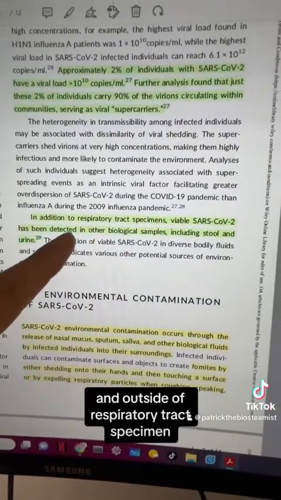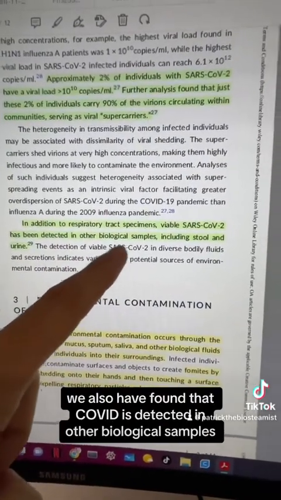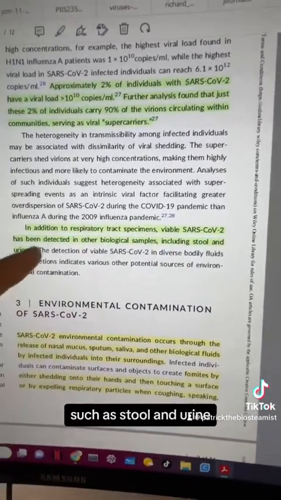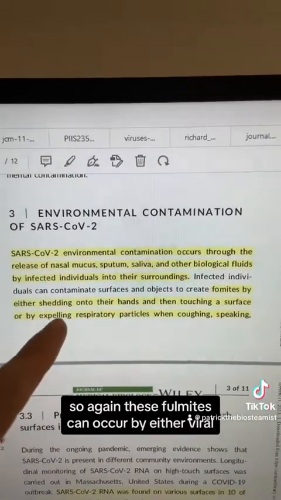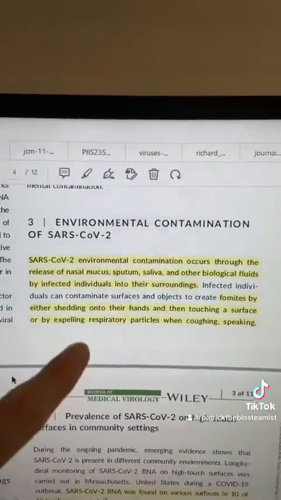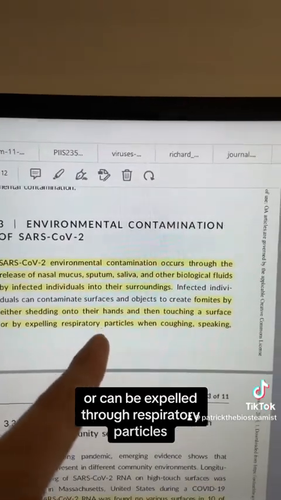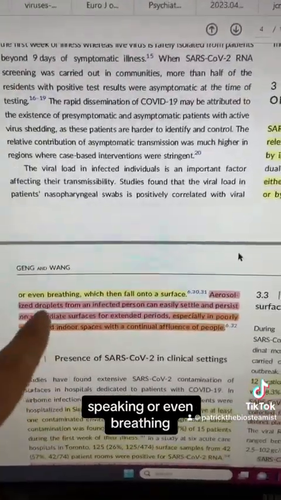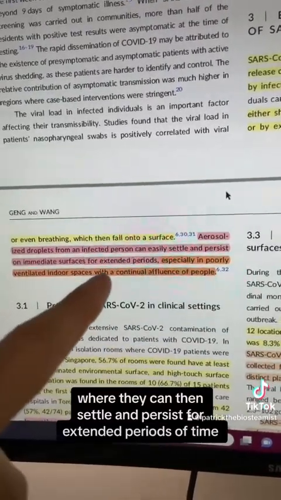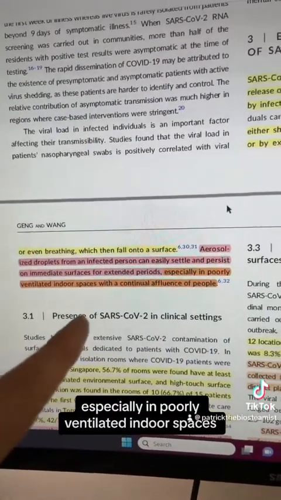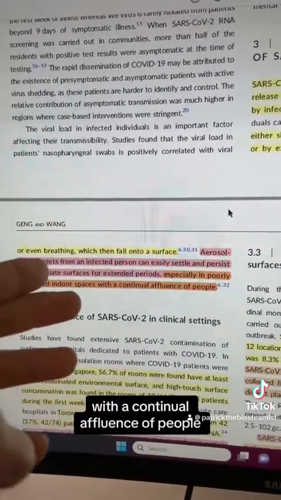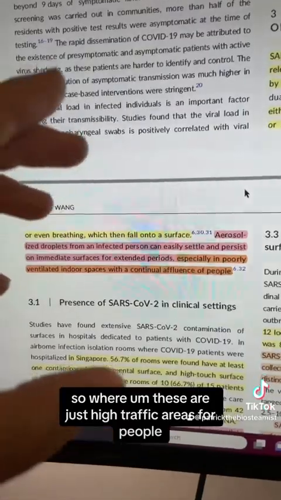Outside of respiratory tract specimens, we have also found that COVID is detected in other biological samples such as stool and urine. Again, these fomites can occur by viral shedding onto the hands and then touching other surfaces, or the virus can be expelled through respiratory particles when coughing, speaking, or even breathing, and then just fall onto surfaces, where it can settle and persist for extended periods of time, especially in poorly ventilated indoor spaces with a continual influx of people, so high-traffic areas.